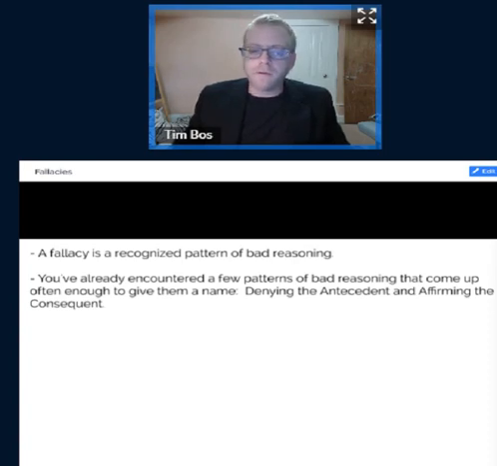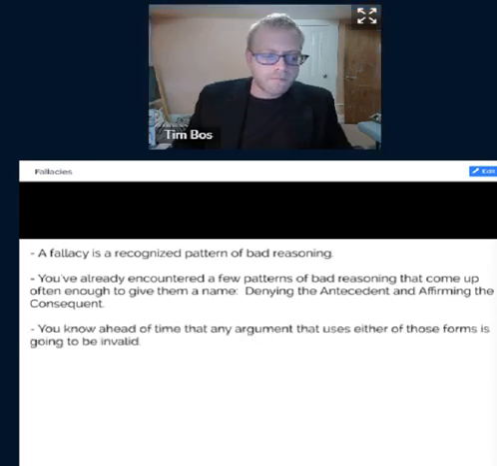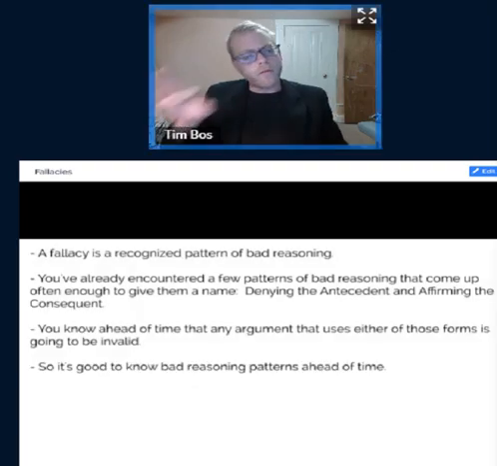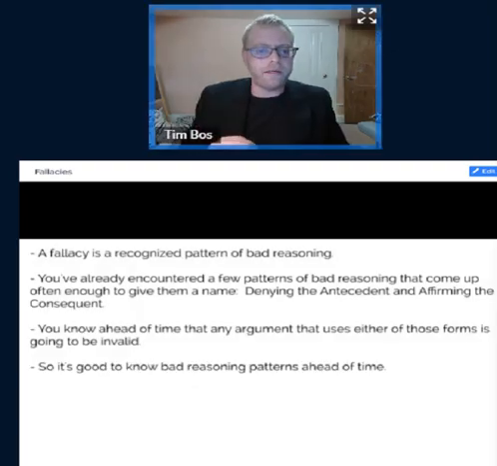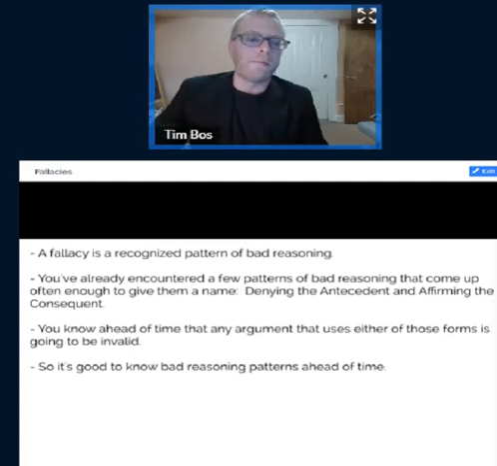Yeah, denying the antecedent and affirming the consequent. Those are the big ones you've already seen. So those are fallacies, but those are formal fallacies, where you can really see the logical structure of it, and that's how you know it's bad. Straw man is a fallacy, yes, for sure. Yeah, we'll come to that. When we look at the fallacies, we're mostly going to look at informal fallacies.